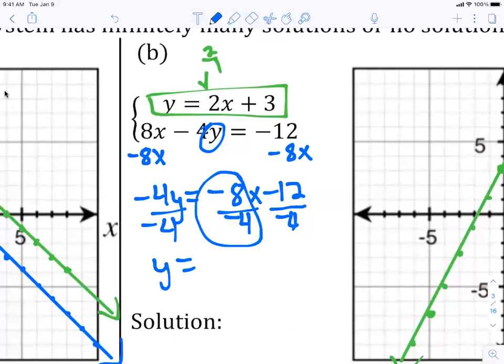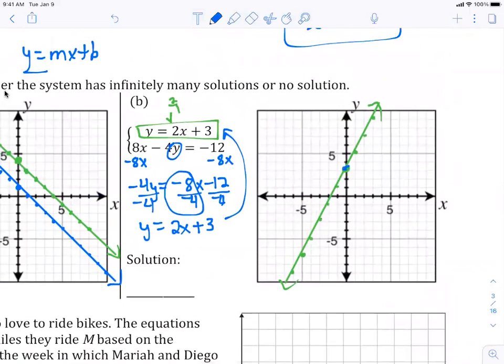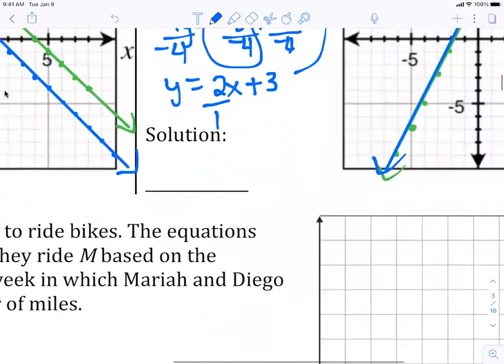Negative 8 divided by negative 4 ends up being positive 2. And negative 12 divided by negative 4 ends up being a positive 3. And what do you know? They're the same line. That means they have the same y-intercept, so this one would also be plotted up at 3. And this line also rises 1, runs 1, which means this line is going to basically be overlapping. And if you're going to answer the question, where do those lines cross? We have our answer. At all the points, so infinitely many.